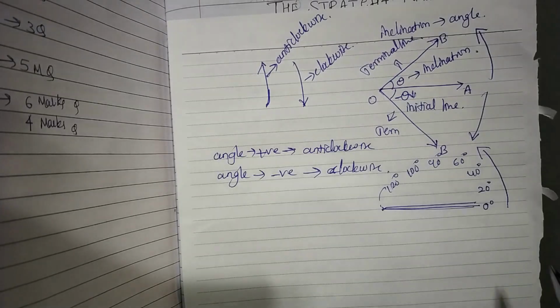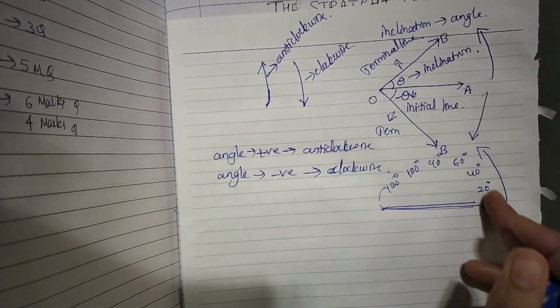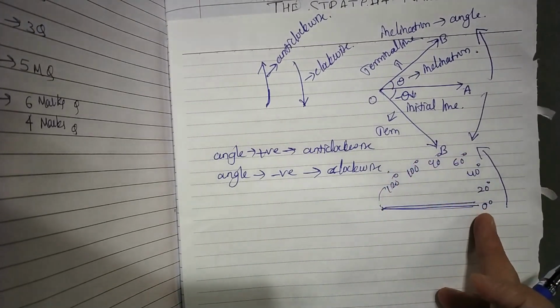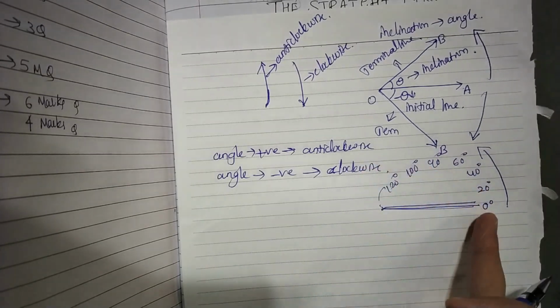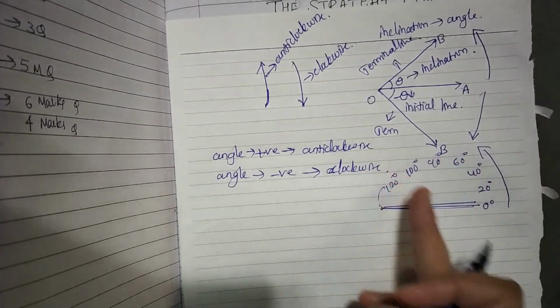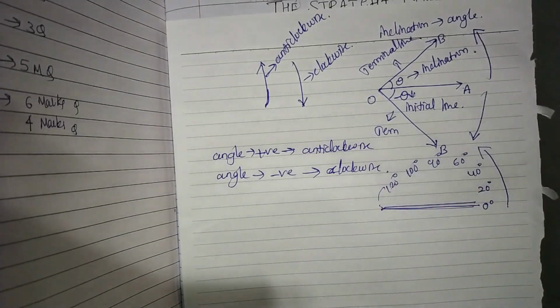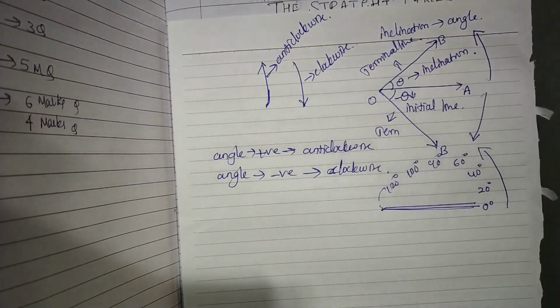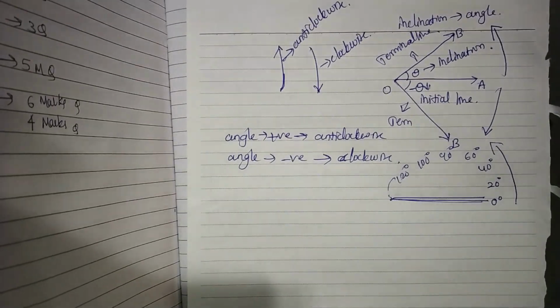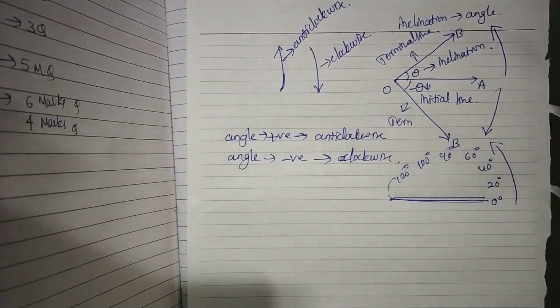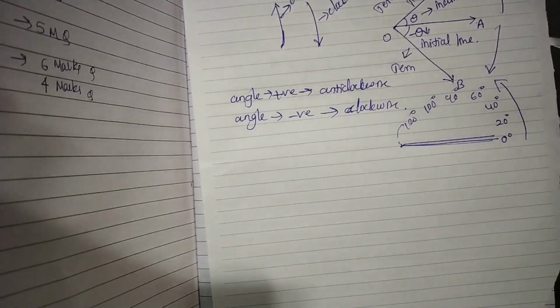So when you learned geometry, you used a protractor. So that direction goes in the anti-clockwise direction. Therefore the angles are positive. Therefore, angle is taken as positive if it is measured in anti-clockwise direction, and is taken as negative if it is measured in clockwise direction.